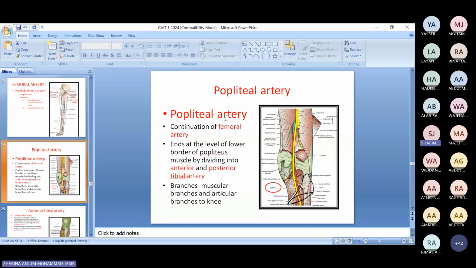Then we have next the popliteal artery. The popliteal artery, we all know, is a continuation of the femoral artery. It will end at the level of the lower border of the popliteus muscle. Just remember the popliteal fossa is behind the knee joint, posterior to the knee joint. And in the popliteal fossa, there is a popliteus muscle. At the lower border of this muscle, our popliteal artery is going to divide into the anterior and posterior tibial artery, which has muscular and articular branches to the knee joint.